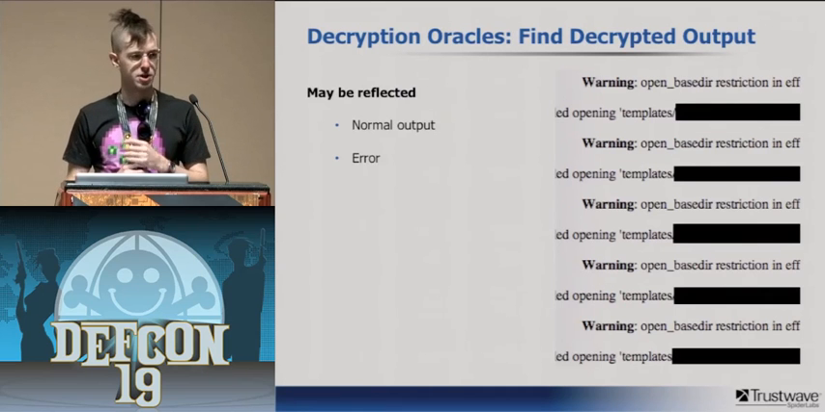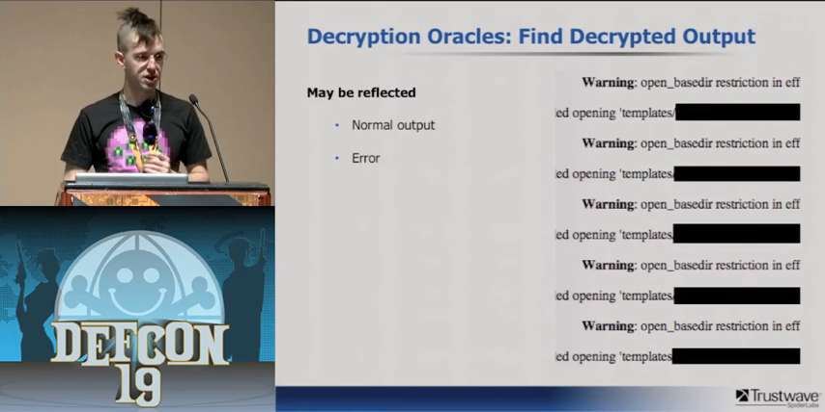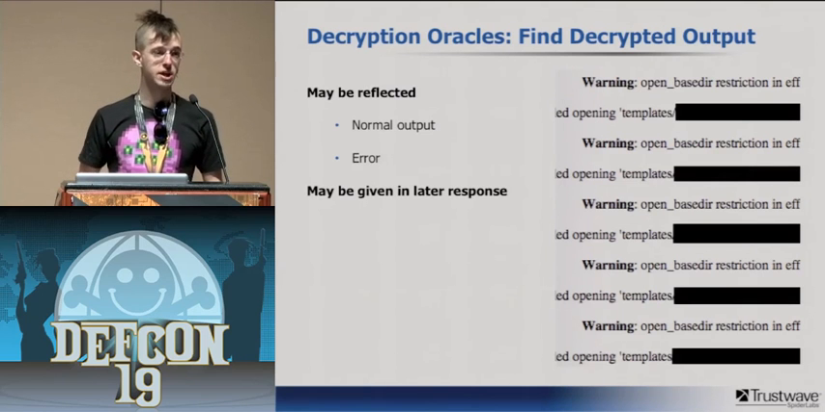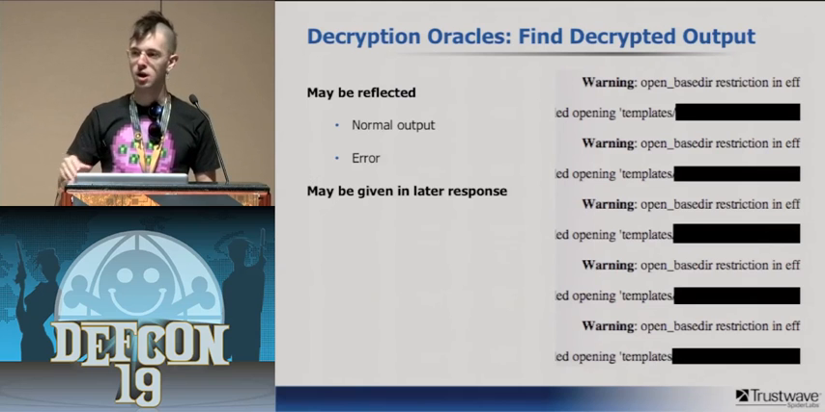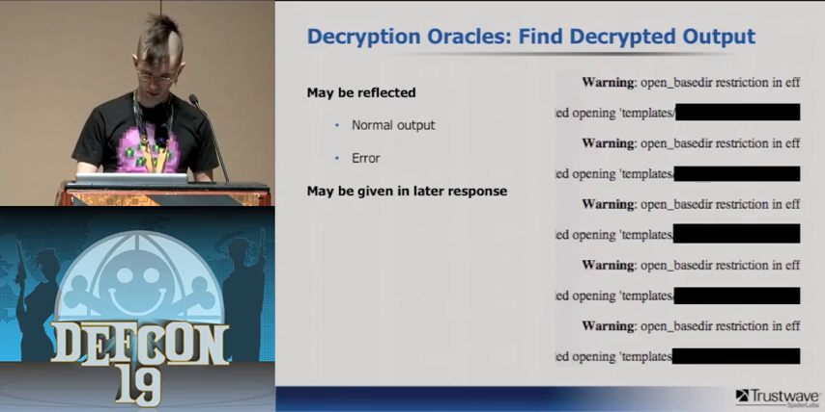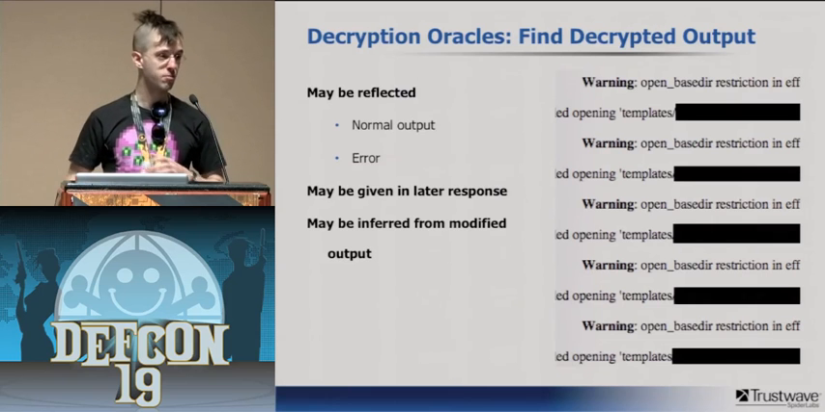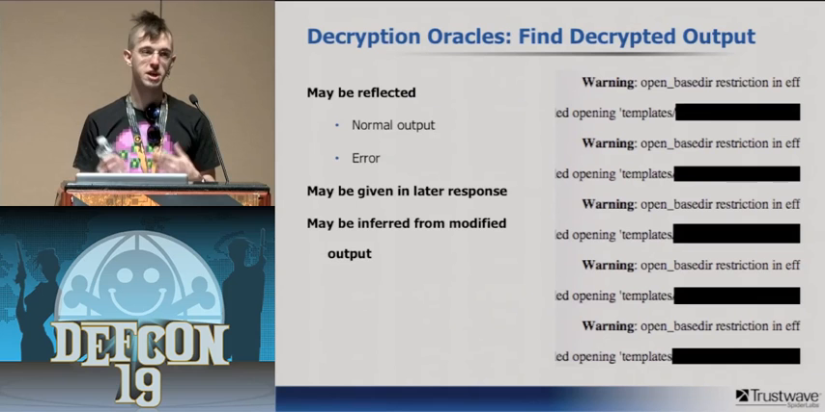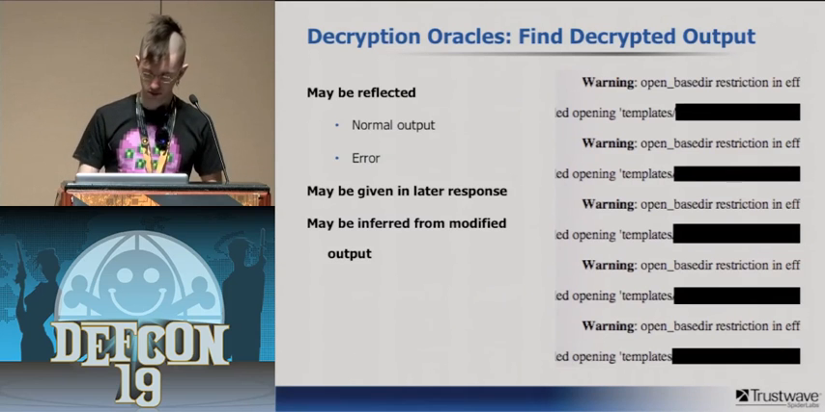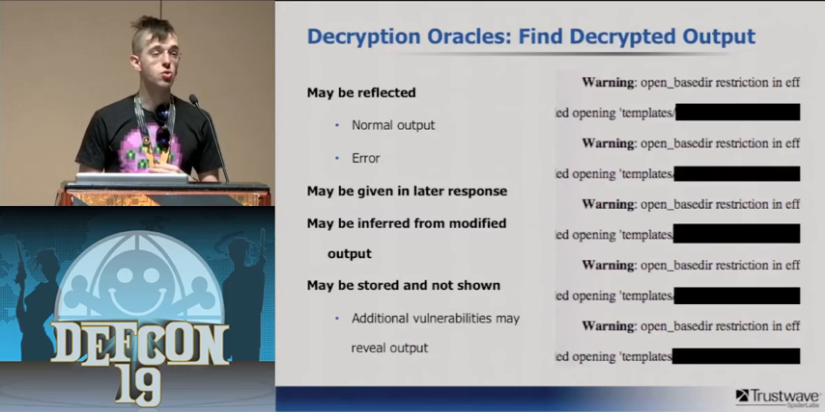Which is probably the proper way to do things. But some errors will leak information. I'm sure many of you are aware of that fact, but this is also important in the context of oracles. So it might be given in a later response. Your data might be processed and then put somewhere where it's not going to be given back to you immediately. You need to find it somewhere else. It might be inferred from modified output. So maybe based on what the plain text is, you are getting different things. It might be stored and not shown.